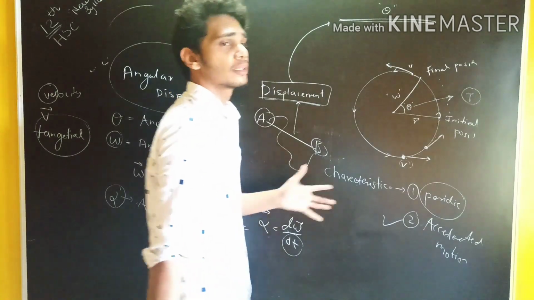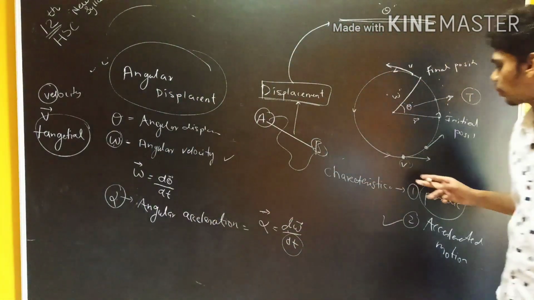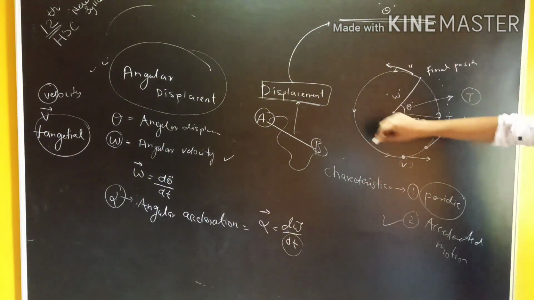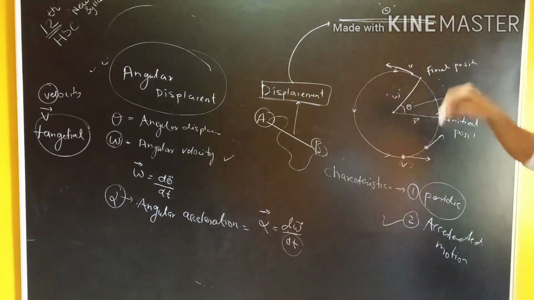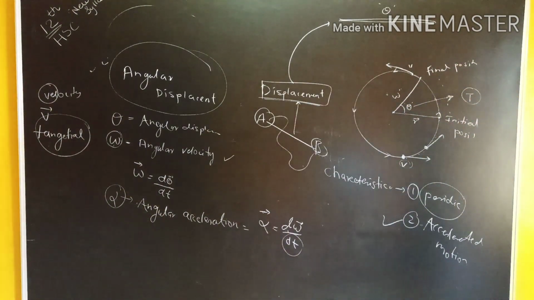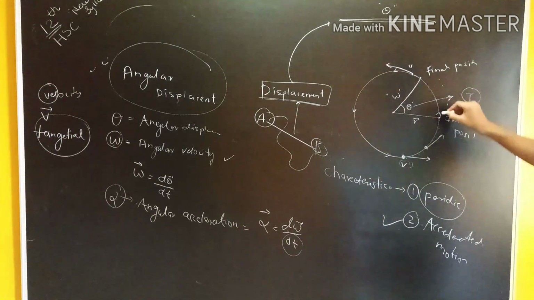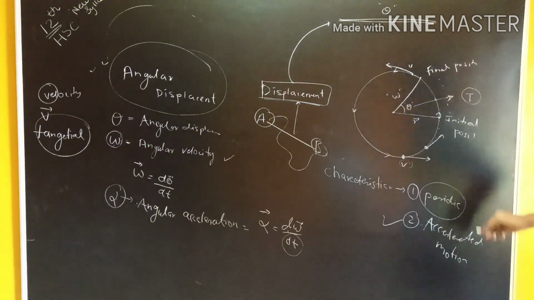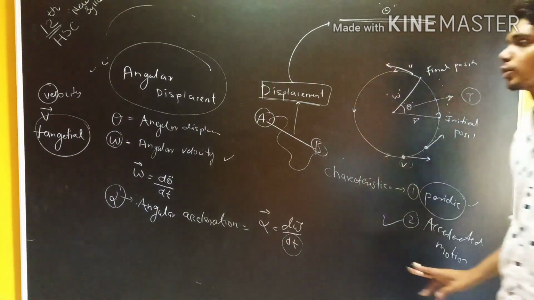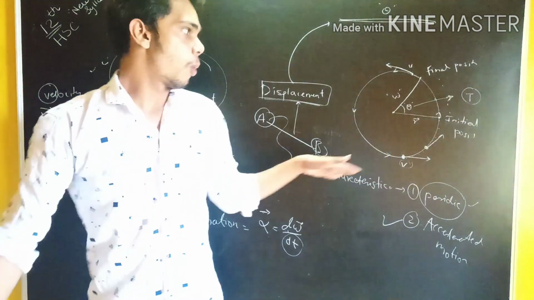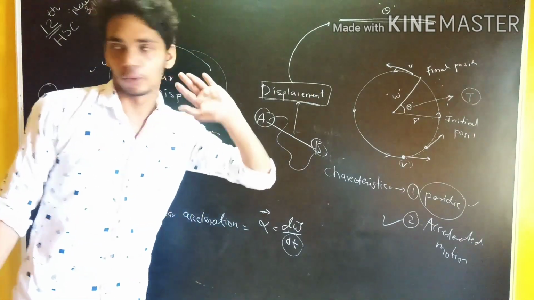When you talk about periodic, periodic means what? See, at every point the direction of the velocity is changing. So when you talk about periodicity, it comes to mind that during the motion the particle will repeat its path along the same trajectory. Thus the motion is periodic. Even though direction is changing, it follows the same circular path. That's why it's called periodic motion. So these are the two characteristics of circular motion.